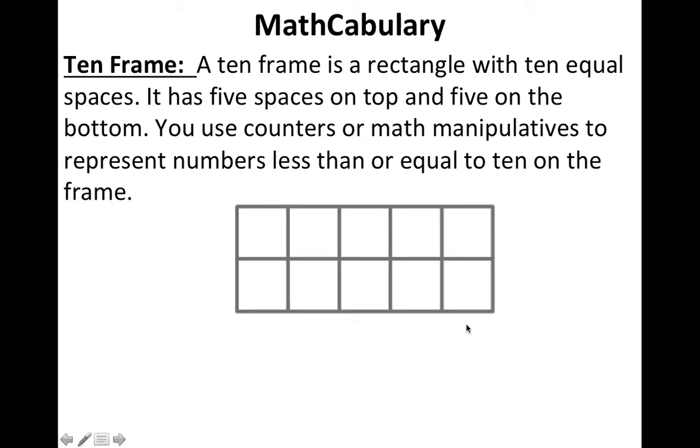You can use counters or math manipulatives to represent numbers less than or equal to 10 on the frame. So what it means is, remember we used to work with the 5 group way. Now when you put two 5 groups together, it becomes 10, and the new name for it is 10 frame instead of saying two 5 groups.